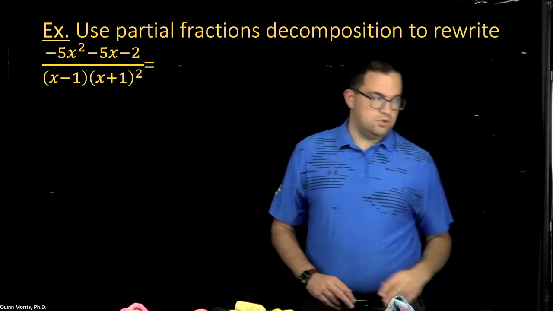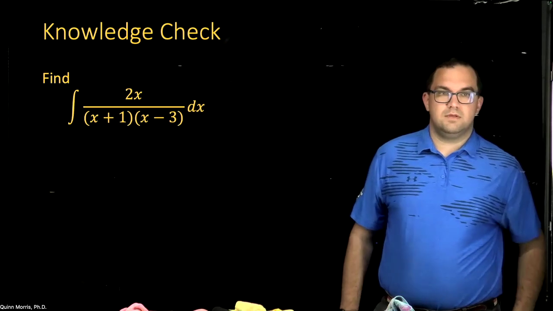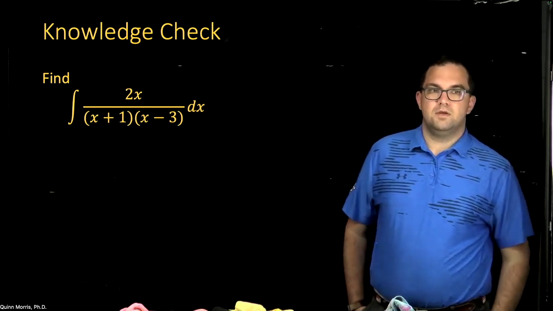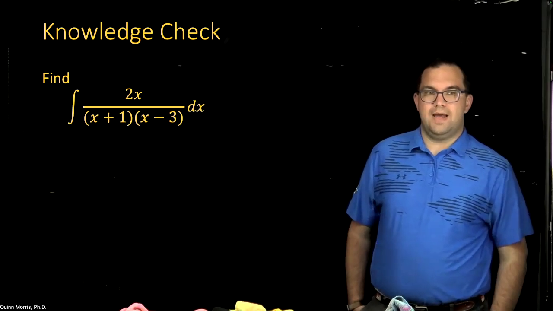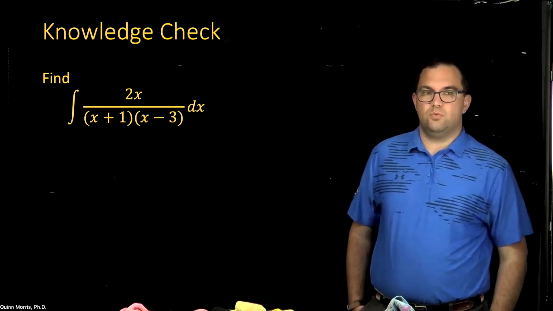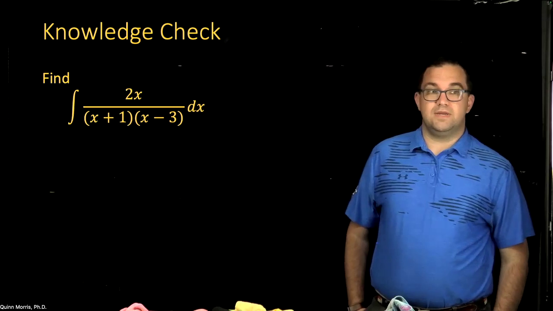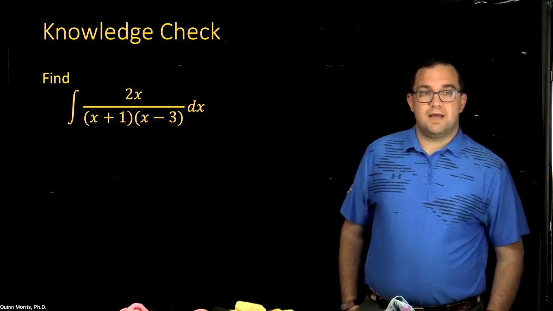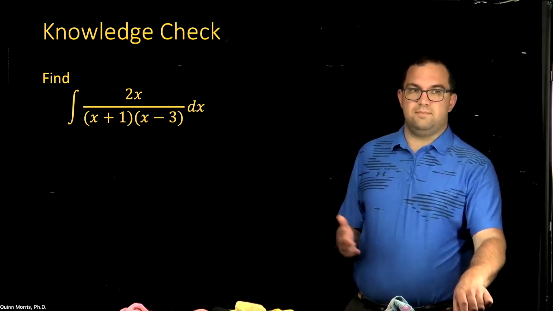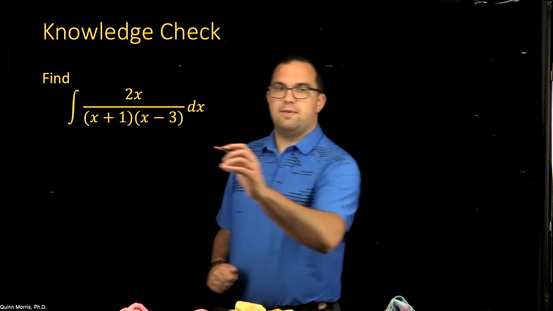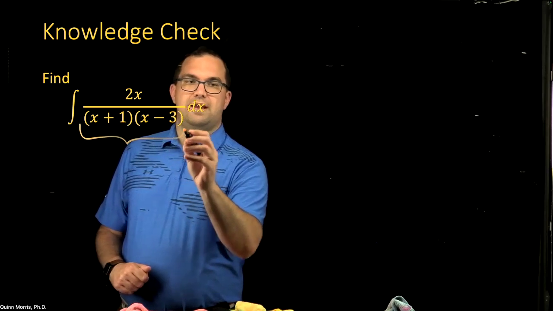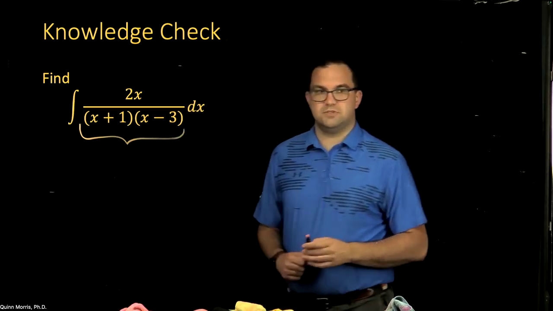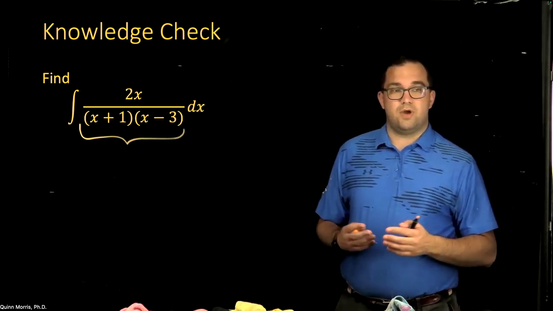All right, so we've done a lot of examples. Now it's time for a little knowledge check. So imagine that you're asked to find the integral of 2x divided by x plus 1 times x minus 3 dx. So the first thing I want you to do before you commit to the whole integral is think about whether or not you could rewrite the integrand here using partial fractions decomposition. So give that a try.